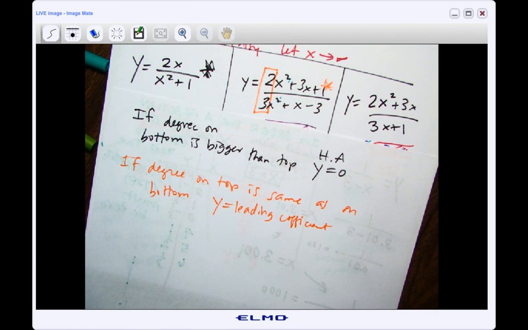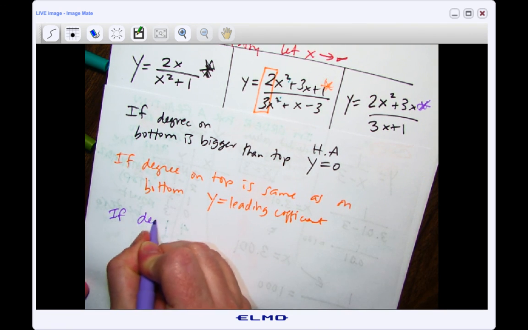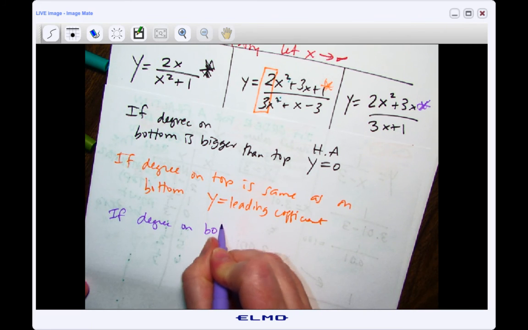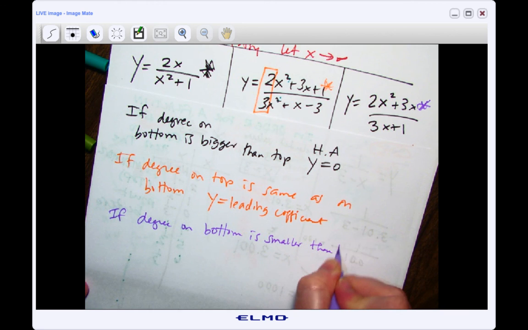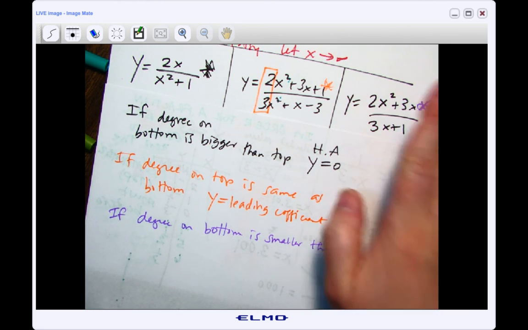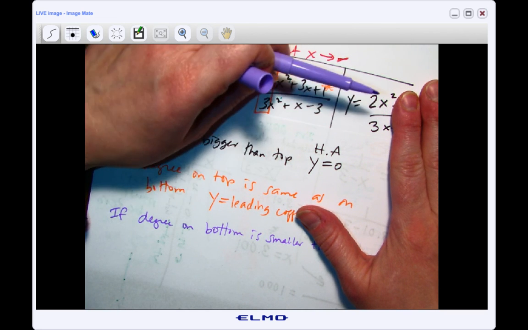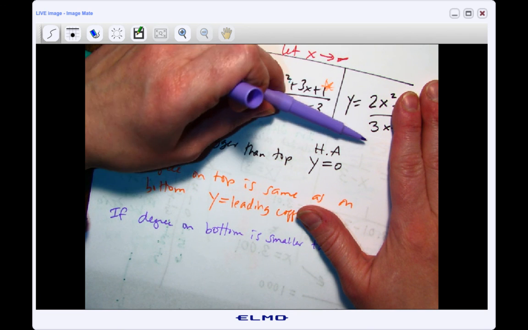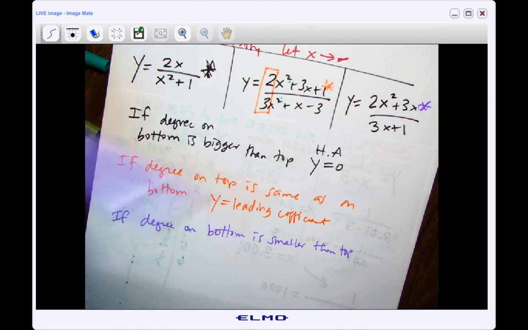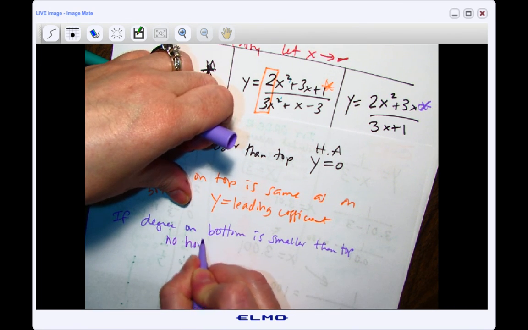And what's the last thing that can happen? Is this situation. If the degree on bottom is smaller than top, well, what ends up happening is you do the same thing. You just ignore everybody that's not the leading terms. The x's cancel, but you're left with an x on top. So you're left with an infinity on the top and just a number on the bottom. Well, a fraction that has a really big top has a really high value. So that means that it is going towards infinity, which means no horizontal asymptote.